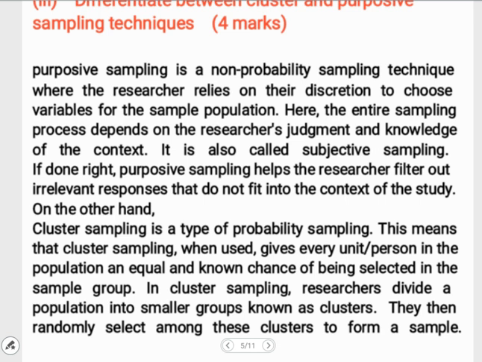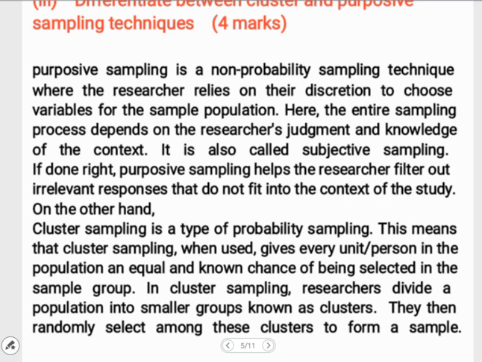On the other hand, cluster sampling is a type of probability sampling. This means that cluster sampling, when used, gives every unit or person in the population an equal and known chance of being selected in the sample group. So in cluster sampling, researchers divide a population into smaller groups known as clusters.